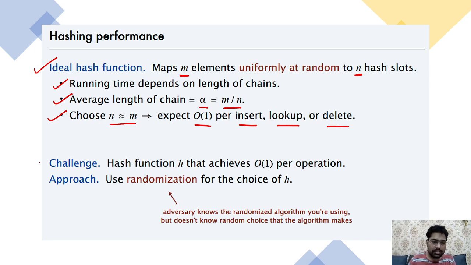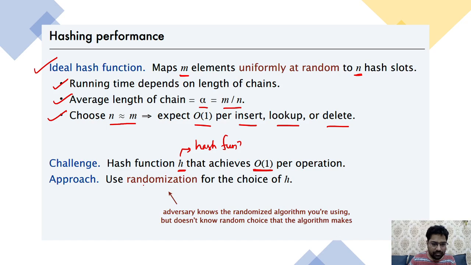Clear? So for the challenge, basically, we have to generate an h, which is the hash function. I'm just writing this h as hash function, which should achieve big O of 1 per operation. Operations are like insert, lookup, lookup means search, and delete. These three operations, whenever we are operating, should give us big O of 1.